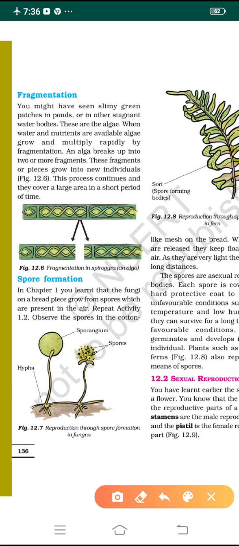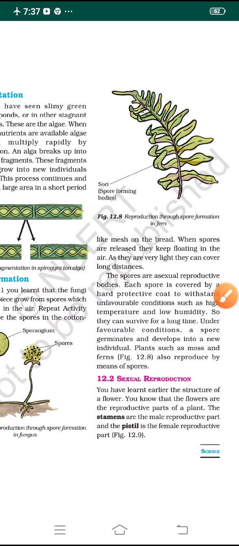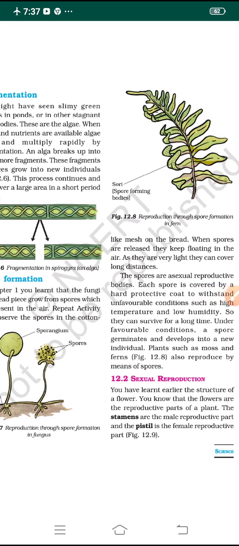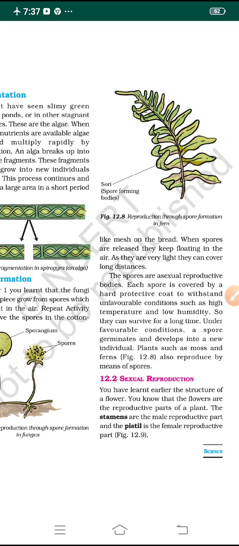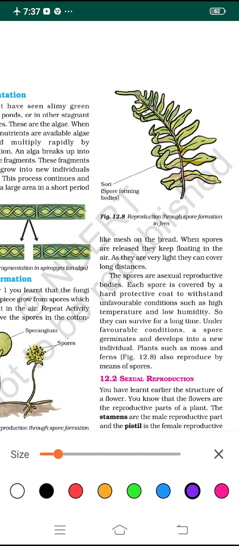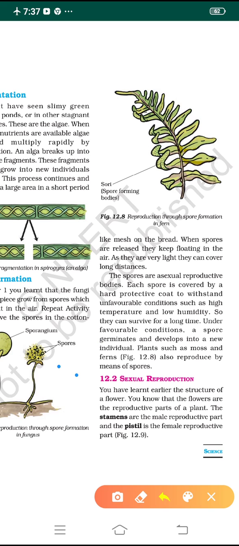You can even repeat the same activity by using a cotton thread, like a cotton mesh on a bread. When the spores are released from that, they keep floating in the air. As they are very light in weight, they can cover long distances in a very short period of time, so they can spread anywhere. As soon as they come in contact with the food item, they collect on it.